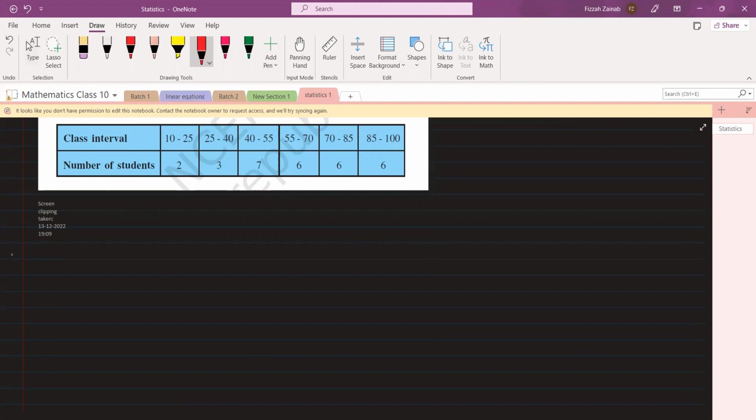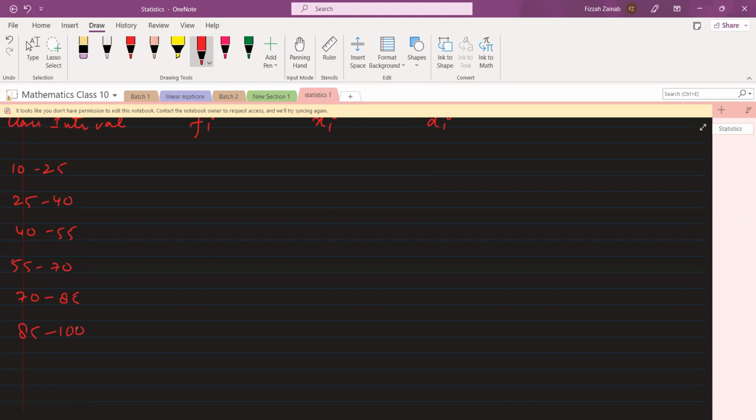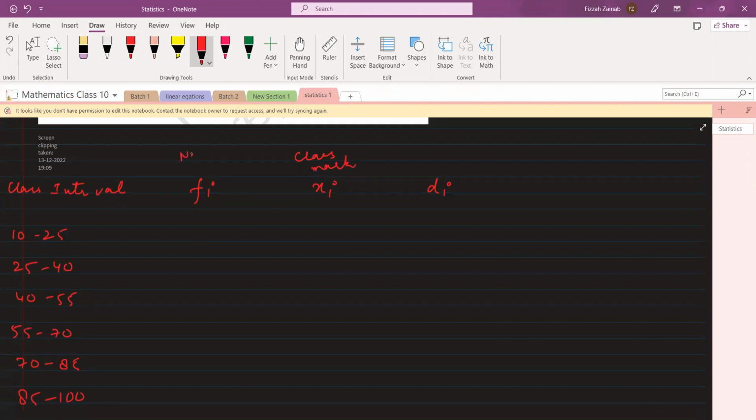So again, you start with your class interval, then you have your fi, then xi, and then di. Up till here, everything is going to be the same. So 10 to 25, 25 to 40, 40 to 55, 55 to 70, 70 to 85, and then 85 to 100. You can write this yourself. I've already written it. This is your class mark, and this is your number of students. The corresponding frequency is 2, 3, 7, 6, 6, 6.